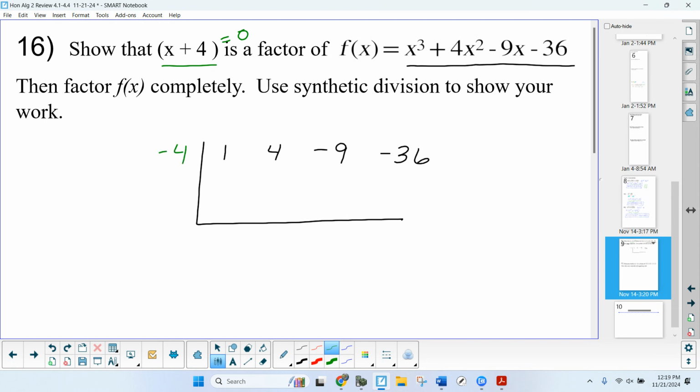All right. So now what do you do with a 1? Everybody, bring it down. Multiply, you get what? Add, you get. Multiply, you get. Add, you get. Multiply, you get. Add, you get. So did you just do the first part? Did you show that it was a factor? Because the remainder is 0.